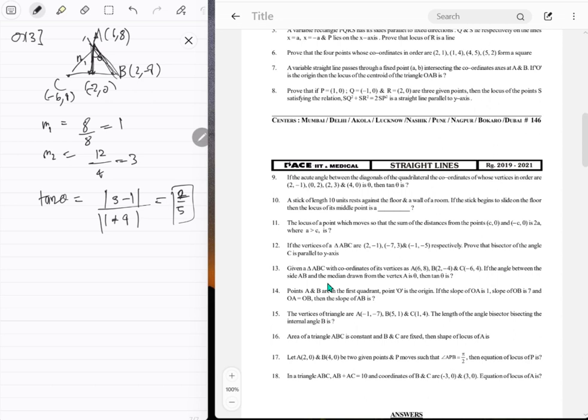Question number 14. Points A and B are in the first quadrant. Point O is the origin. A and B are in the first quadrant. The slope of OA is 1. The slope of OB is 7. And OA equals OB.